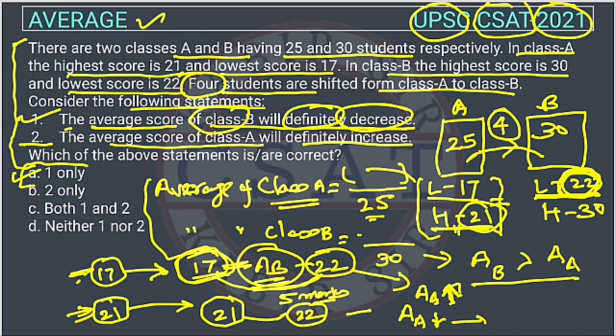So option A is right. So the answer will be option A, right? I hope you all understood the answer. This is just a basic concept of average we are applying here. We are not doing any mathematics here, right?